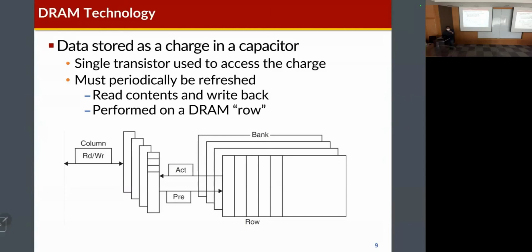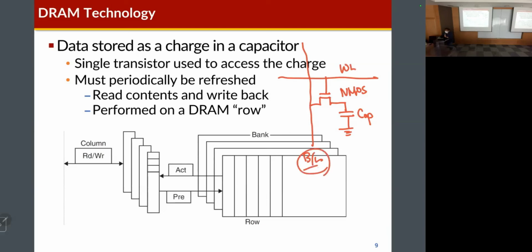I will briefly explain some DRAM technology. So DRAM looks like this. This is the MOS transistor, and this brown part is the capacitor. Most of the memory looks like this. This is the word line, and this is the bit line. Using this word line, the MOS transistor is turned on or turned off. And the data is stored in this capacitor.